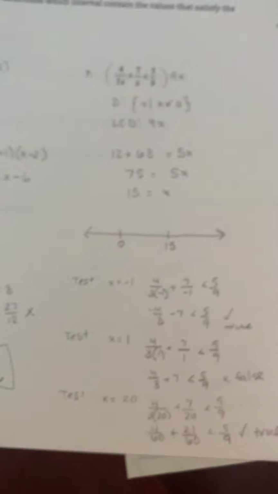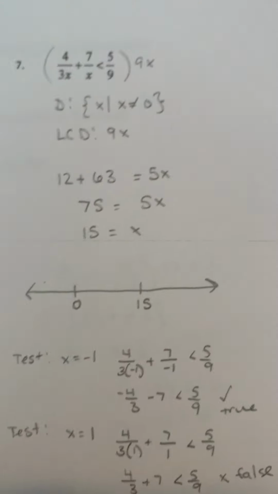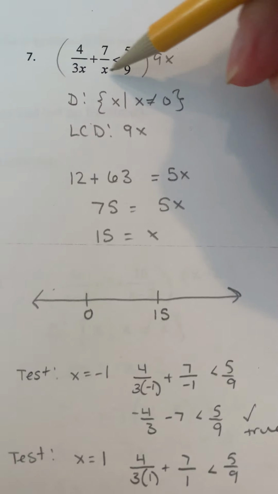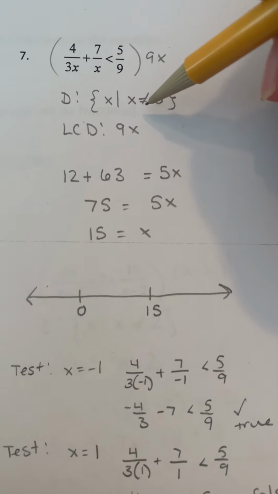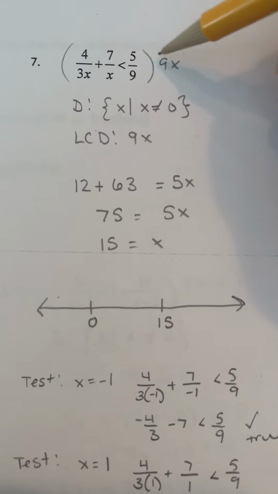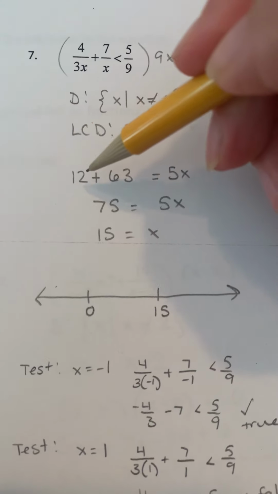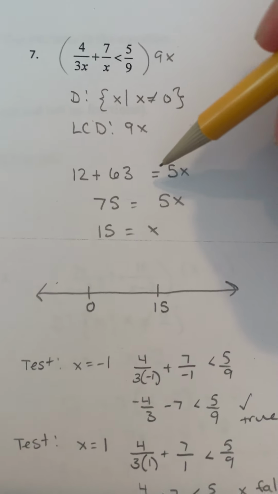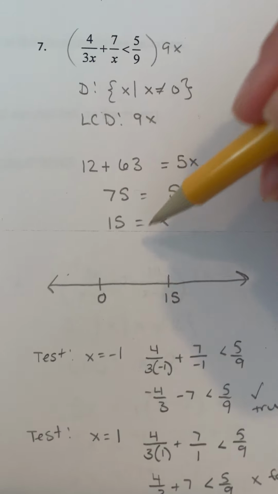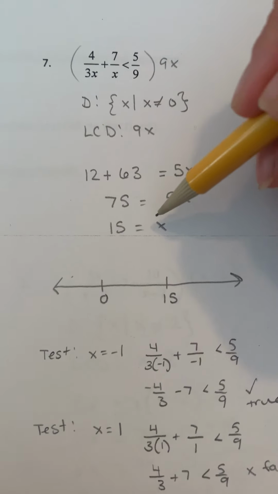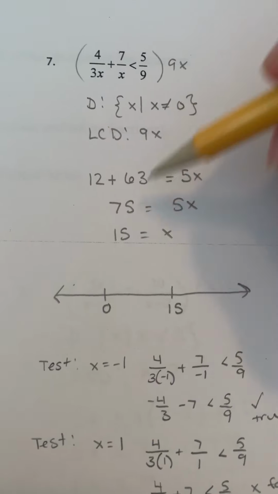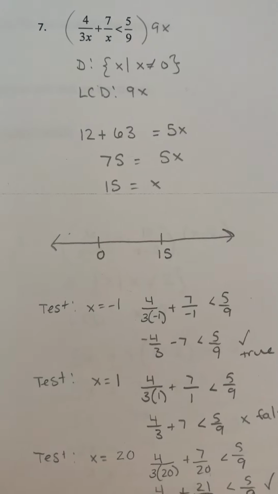Now let's go look at number 7. I did most of this out so we can walk through it, but you can give it a try. Find our domain. We just have x's, so x can't be 0. Our LCD is 9x. Multiply through. We have values cancel, so we're left with 12 plus 63 equals 5x. And that's going to tell us x equals 15. So now I make my number line with the solutions that I first get, as well as my domain. So 0 and 15 get placed on my number line.